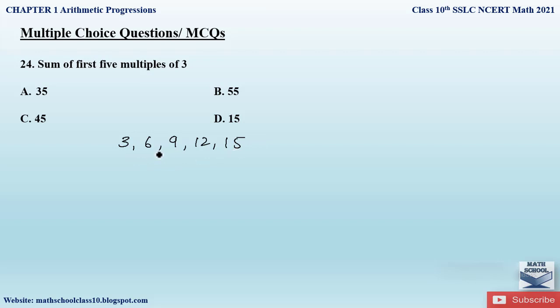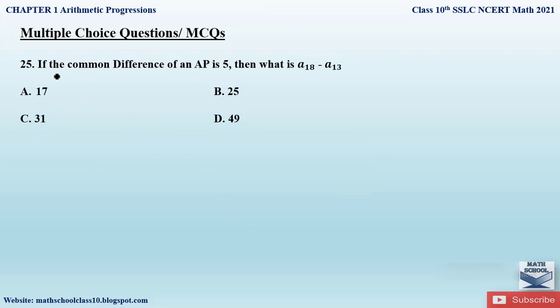Now let us add to find out their sum. So 6 plus 3 is 9, 9 plus 9 is 18, 18 plus 12 is 30, then 30 plus 15 will be 45. So the correct option is option C. So no need to use the Sn formula and find out the result. This is a direct method where easily you can find out the sum of first 5 multiples of 3.